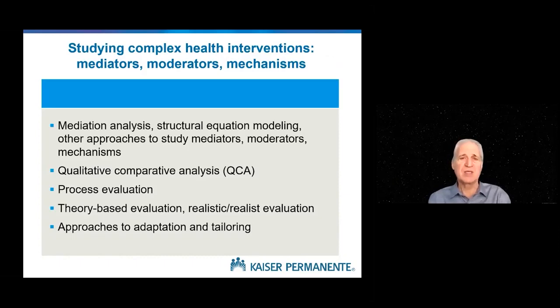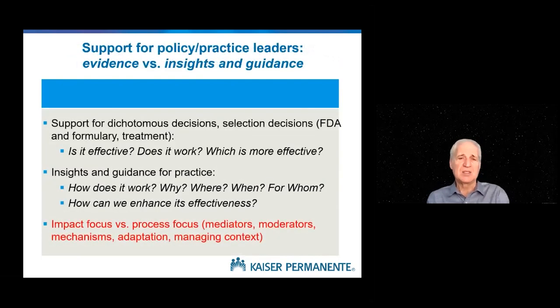This is a short list of some of the key research approaches that are useful for and used in studying complex health interventions to complement RCTs. And this is another way of summarizing our role as researchers when we study complex interventions. We are not trying to support dichotomous yes-no decisions. It's not useful for us to pursue an answer to the question, is it effective or does it work, or which is more effective? Again, the answer is always, it depends or sometimes. Instead, we need to understand how it works, why, when, and for whom, some of the key questions in realistic evaluation. But perhaps most importantly, how can we enhance its effectiveness?